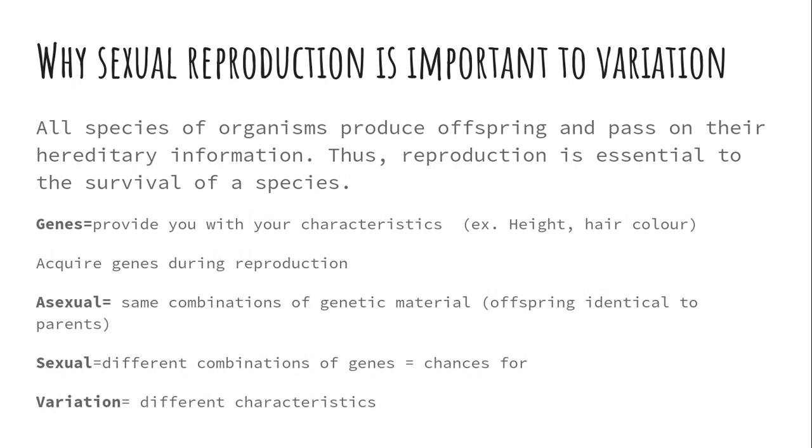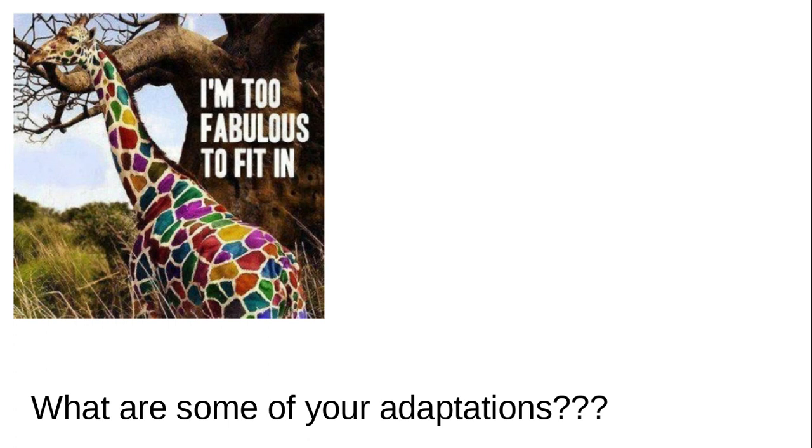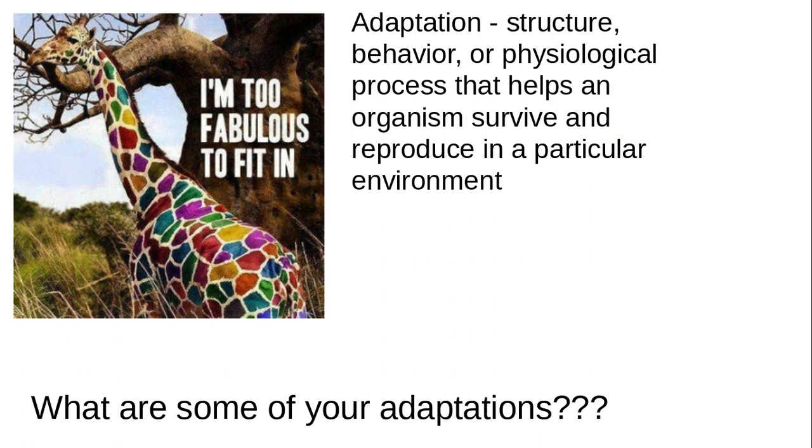Variation is different characteristics. Variation is why you and your siblings don't look alike, or why you don't look identical to your parents. So, what are some of your adaptations? Essentially, you are different than anyone else, right? Your variation is all over the place. You could have blonde hair, brown eyes, blue eyes. You could have lots and lots of variation, okay? But what we're going to talk specifically about is adaptations.